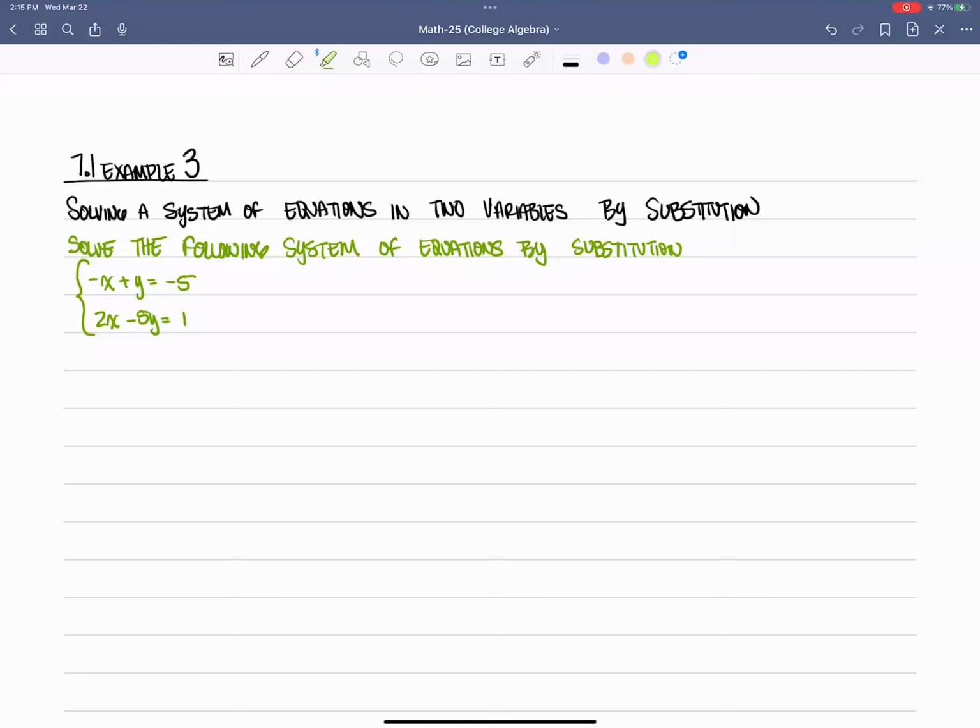Section 7.1, example 3, solving a system of equations in two variables by substitution. So solve the system of equations by substitution. What we're going to do is substitute one equation into the other one. So we have to solve for a specific variable.